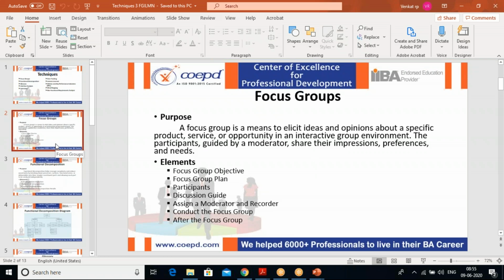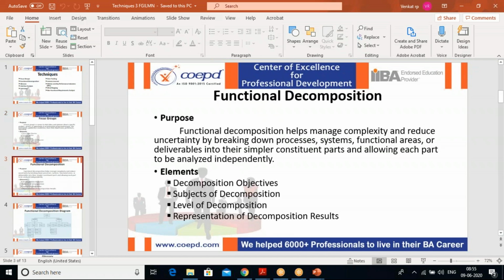And here, if you see focus groups, we will have the objective of conducting the particular focus group meeting, the plan for it, who the participants are, and the discussion guide. We have to assign one moderator and one recorder, conduct the focus group, and after the discussion we have to come up with the conclusions as well. And then we have functional decomposition.